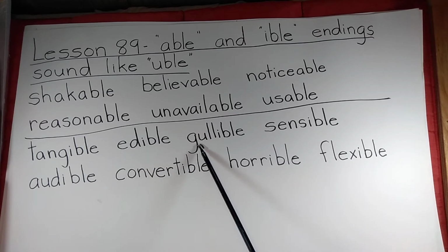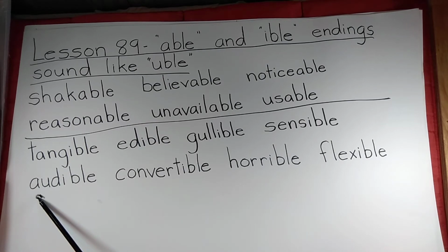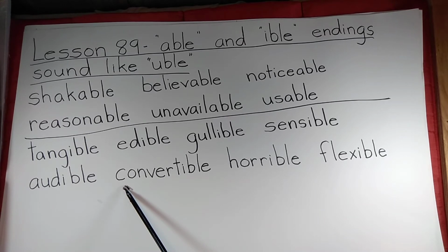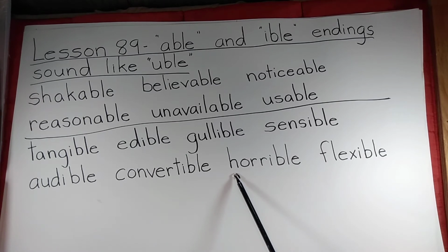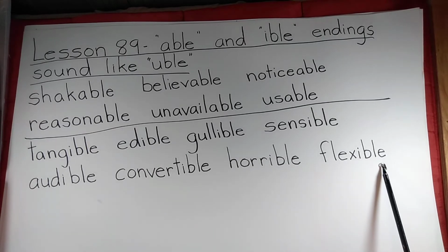Edible, gullible, sensible, audible, convertible, horrible, flexible. Again, teachers, have students read these to you, and if you have not done a spelling test, pick out a couple and give them a test on them.